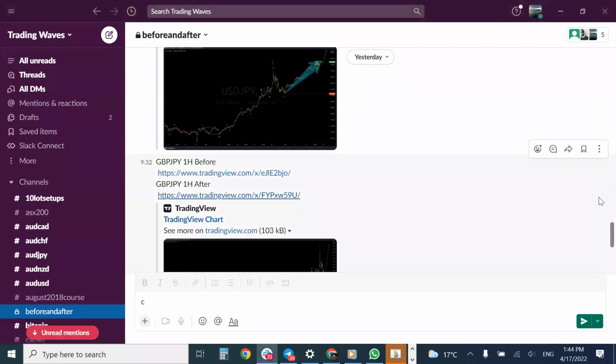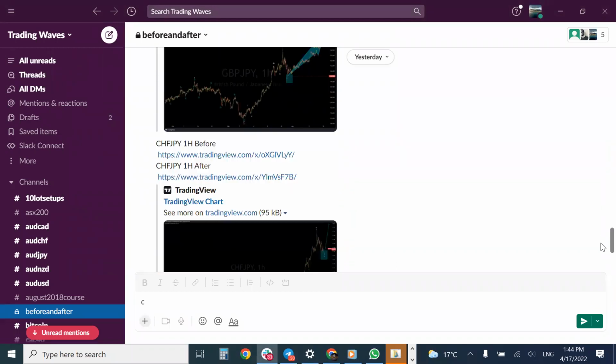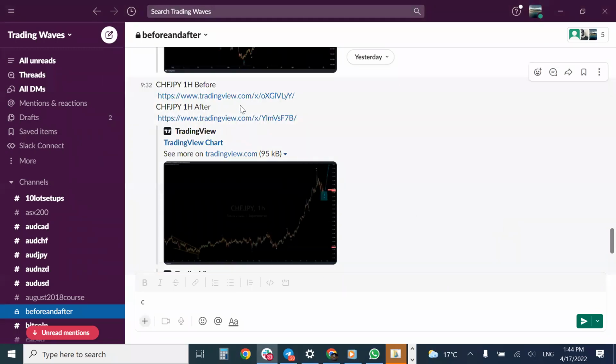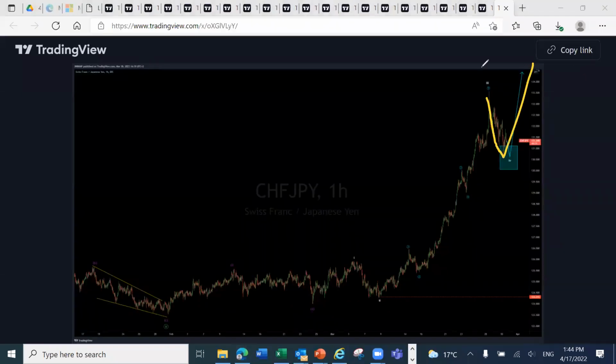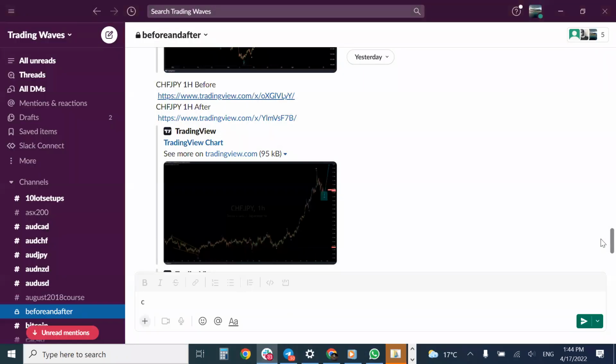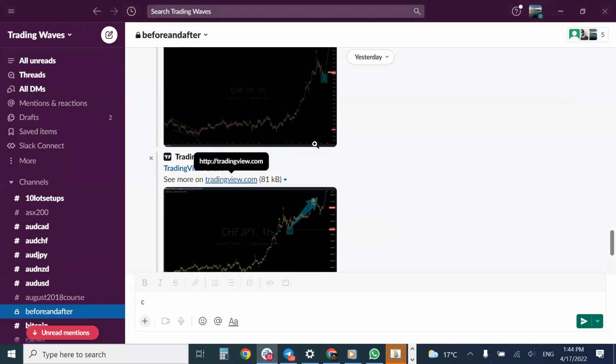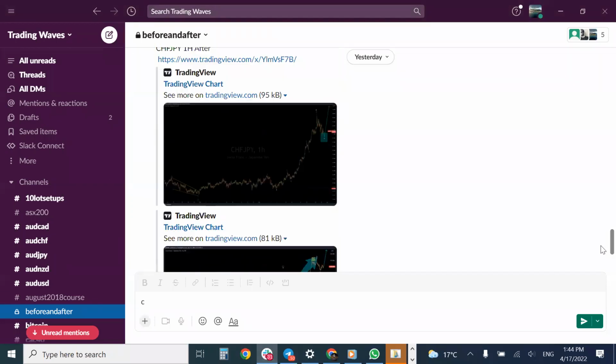Let's have a look here. That is pound yen, now chief yen. All of them straightforward. Yen pairs, simple pullback and continuation to the upside. How does chief yen play out? Let's have a look. So I'll be going into a bit more detail shortly when we start. This is chief yen, and this is how chief yen has played out. Let's open a bigger chart here.